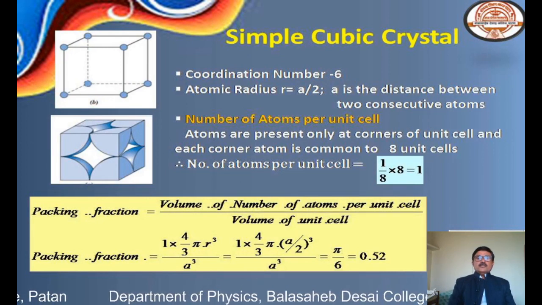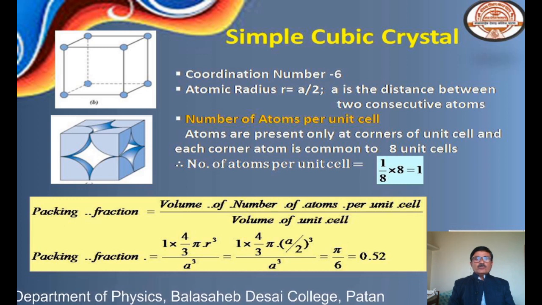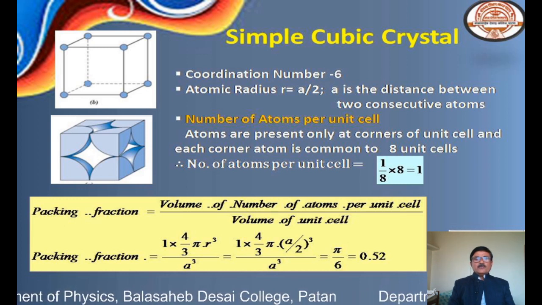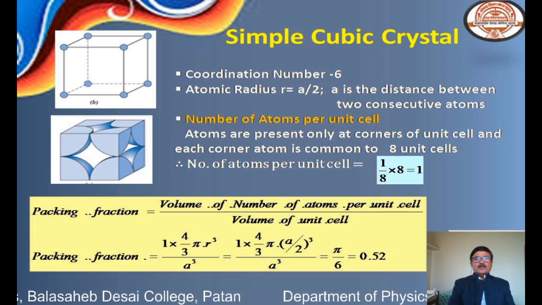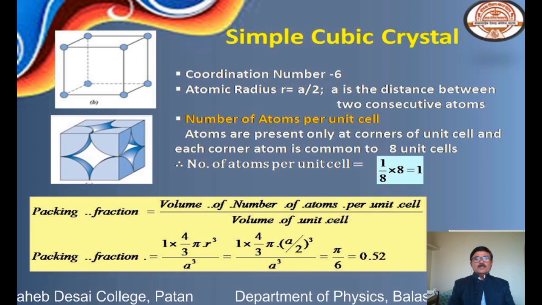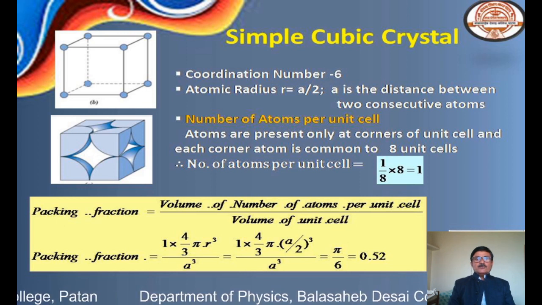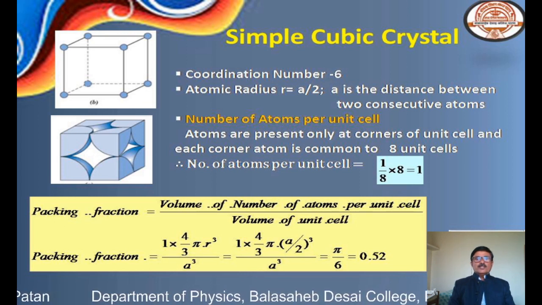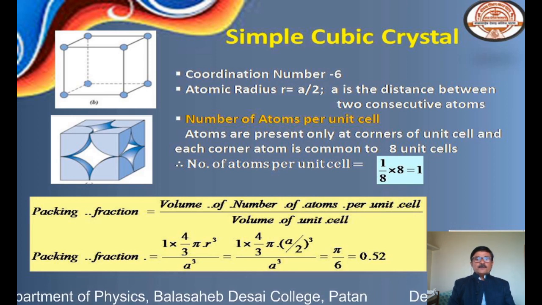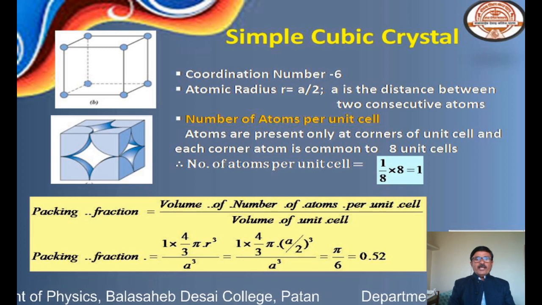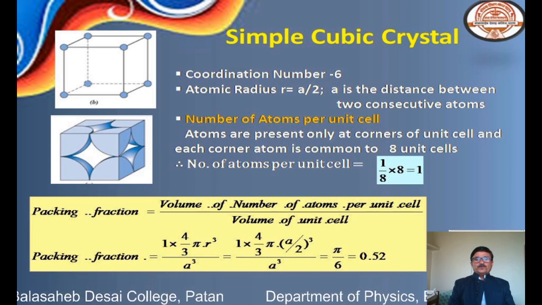So first crystal structure is simple cubic crystal structure. In simple cubic crystal structure, atoms are present only at the corners and each corner atom is common to the 8 unit cells. So if you find the number of nearest neighboring atoms to a corner atom, you will observe that there will be 6 nearest neighboring atoms to the corner atom, hence the coordination number is 6. Atomic radius is half the distance between the nearest neighbors. The distance between nearest neighbors is a for cubic crystal system and therefore atomic radius is a by 2.